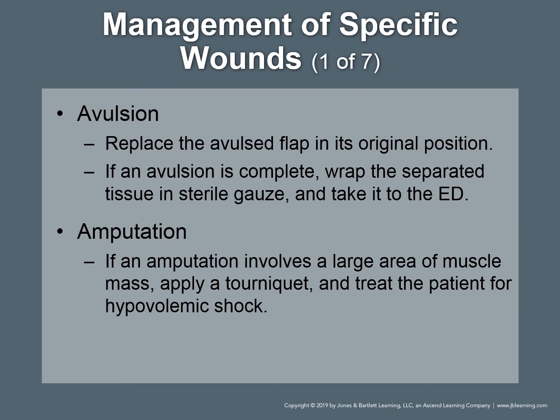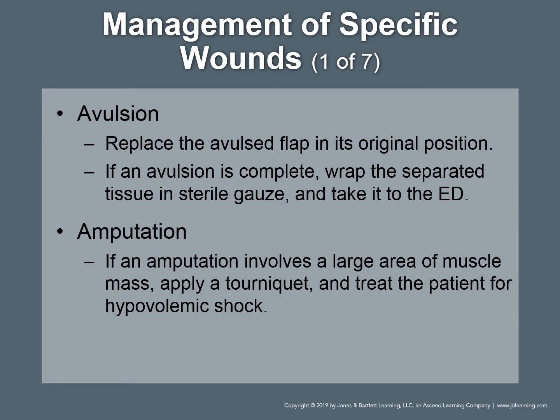Okay, we talked about the treatment of these injuries during the first part of the lecture. Really quick, just going to do it by the slideshow. Avulsion, replace that avulsed flap back to its original position for that circulation. If it's completely separated, you want to wrap that in a sterile gauze and take it to the emergency room with you. Sometimes they'll try to reattach that stuff.